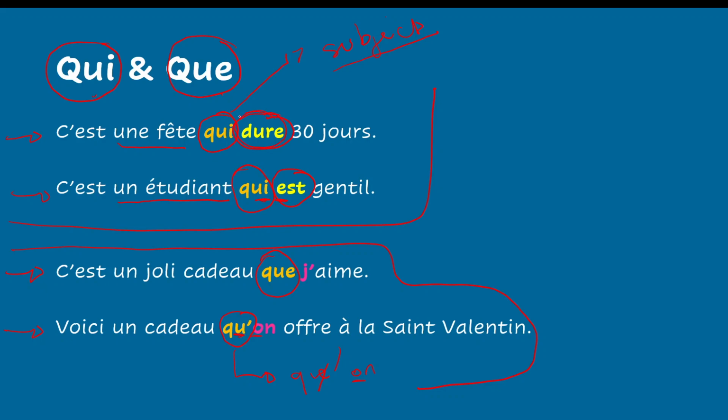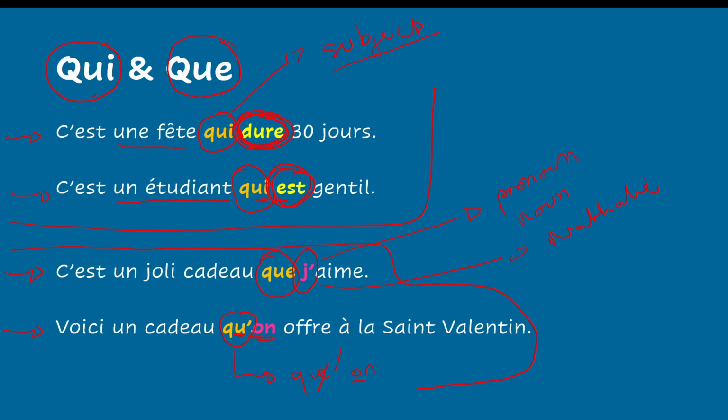You should notice that after the qui, you have a verb. After the que, you have a pronoun, or you can also have a noun. Here it could have been Nathalie, let's say. Okay? C'est un joli cadeau que Nathalie aime.